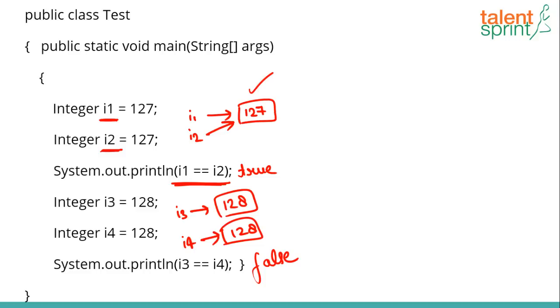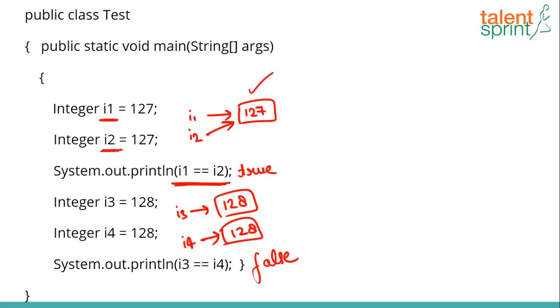Why do we have this concept of storing values in cache? Number one, to save your memory usage, because cache can directly refer to it. Number two, to improve the performance, so that you directly refer to cache quickly and get the output back. Now this happens only for a limited range of values.